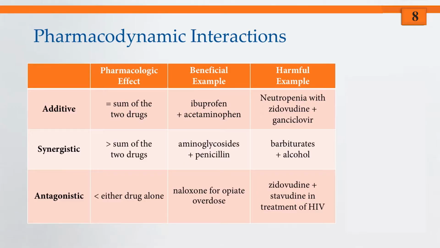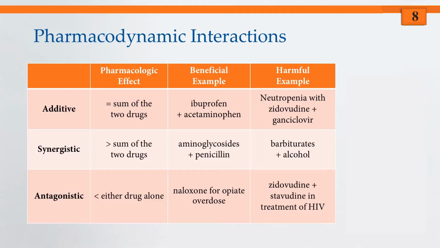One harmful example is that of zidovudine, an anti-HIV medication, and ganciclovir, which is an anti-CMV or cytomegalovirus agent. They are frequently used in combination in the treatment of AIDS patients that have CMV. Both cause neutropenia, so in combination they can cause an additive or worsening of the neutropenia.